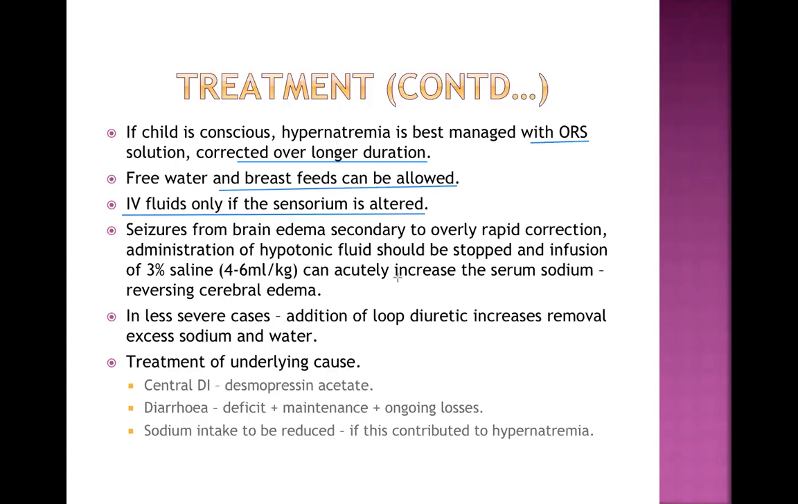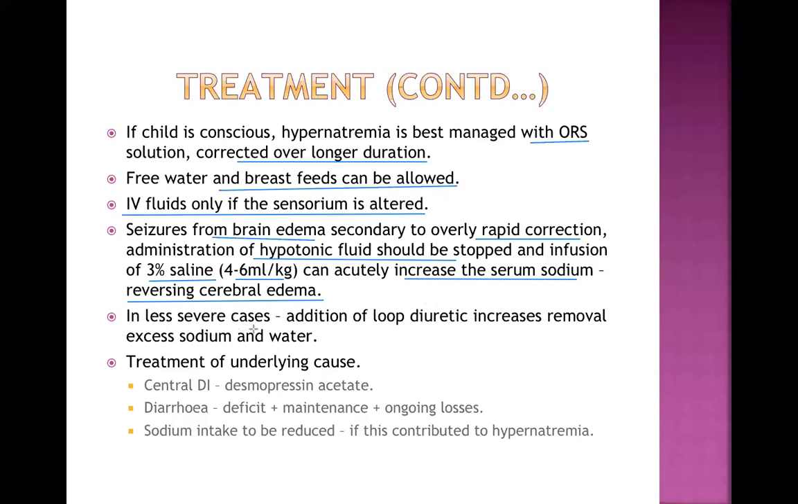Now, for the same problem which has happened to the child during correction, how do we tackle or reverse that? Let's talk about it. If seizures occur from brain edema secondary to overly rapid correction, we administer 3% saline, which is known as hypertonic saline, at the rate of 4 to 6 ml per kg. It can acutely increase the serum sodium, reversing the cerebral edema. At the same time, whatever hypotonic fluid you are giving should be stopped. So these are the two important ways of reversing the seizure which has developed because of inappropriate management. Let me repeat again. What are those two things? One, start hypertonic saline or 3% saline, and another, administration of hypotonic fluid should be stopped.